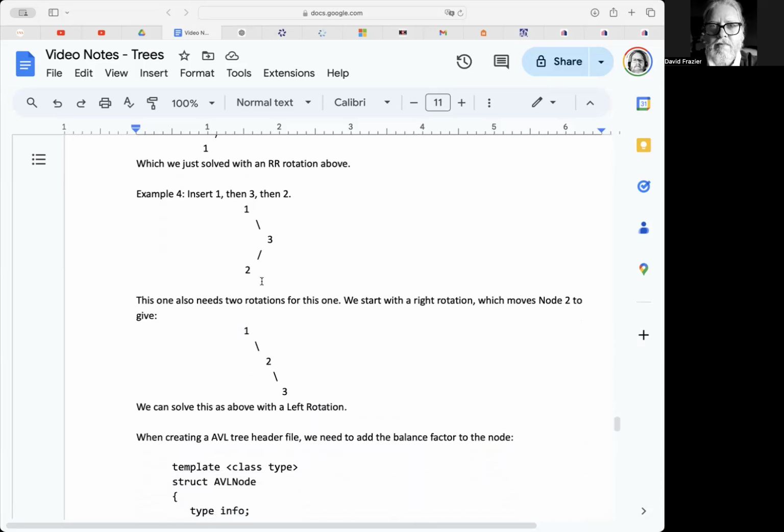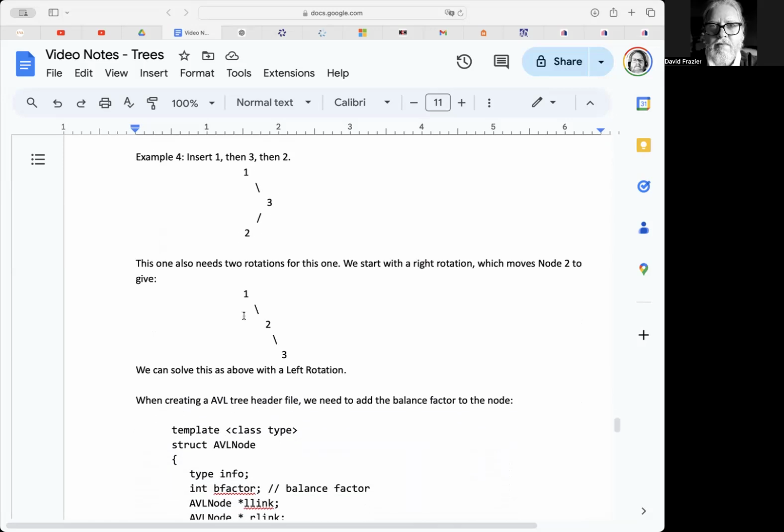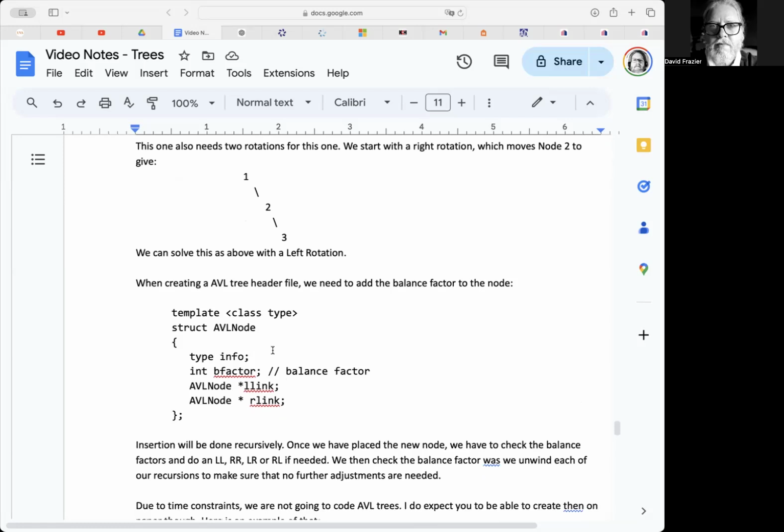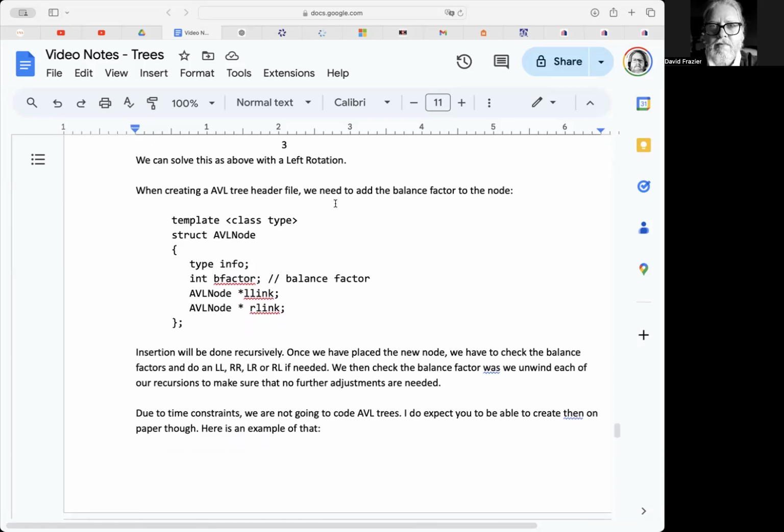In the same way, if we insert a 1, then a 3, then a 2, we're going to end up with this kind of situation. And again, our two-step solution starts with doing a right rotation to fix these two, which gets us to the 1, the 2, the 3, which we've already solved above with a left rotation to pull the 2 back up.